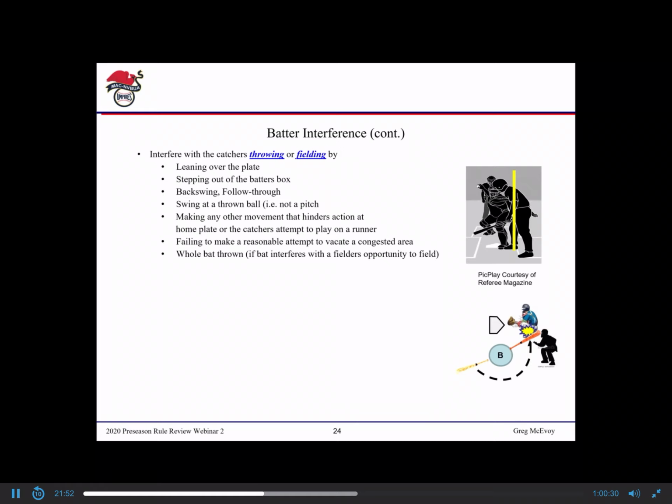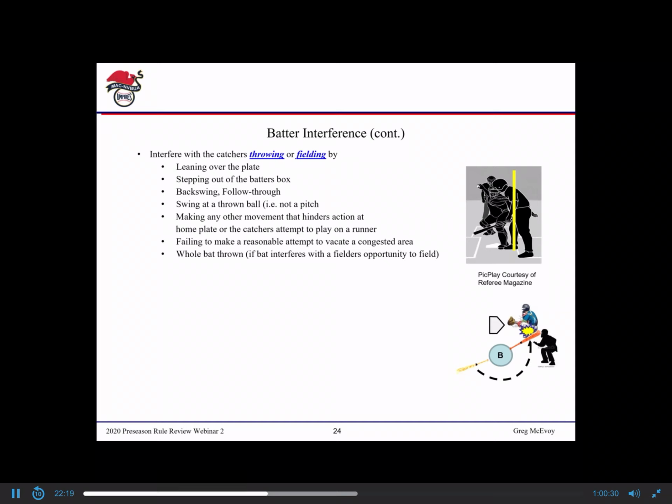In our pick play, you see the batter more than likely swung. His momentum carries him into the throwing lane, over the plate, and possibly into the throwing lane of the catcher who's trying to retire possibly a stealing runner. It could also be backswing interference, follow-through interference. Those are other different types of interferences that are caused by the batter.